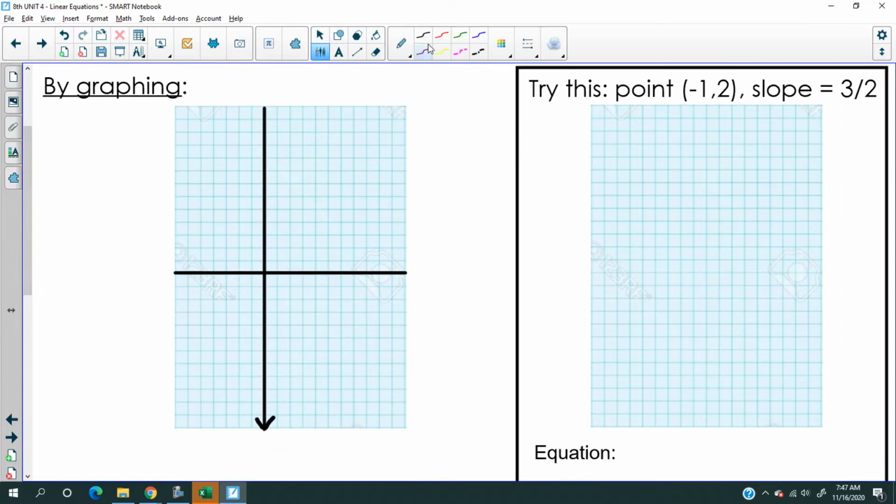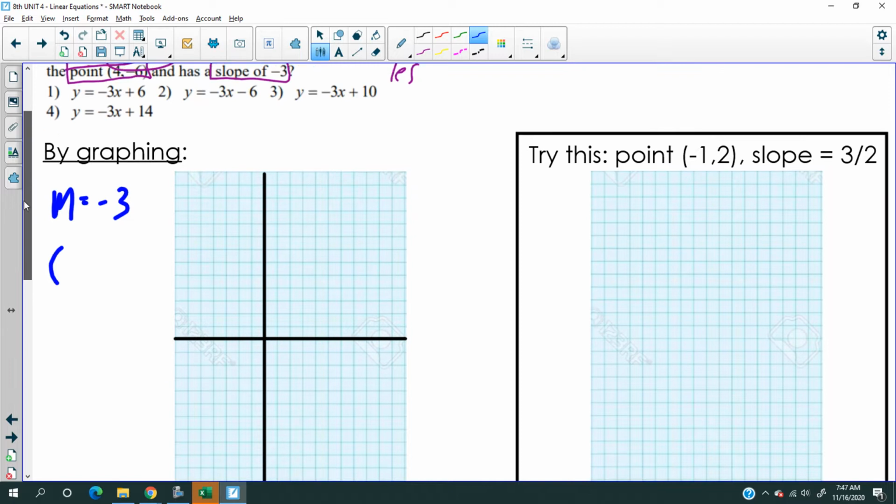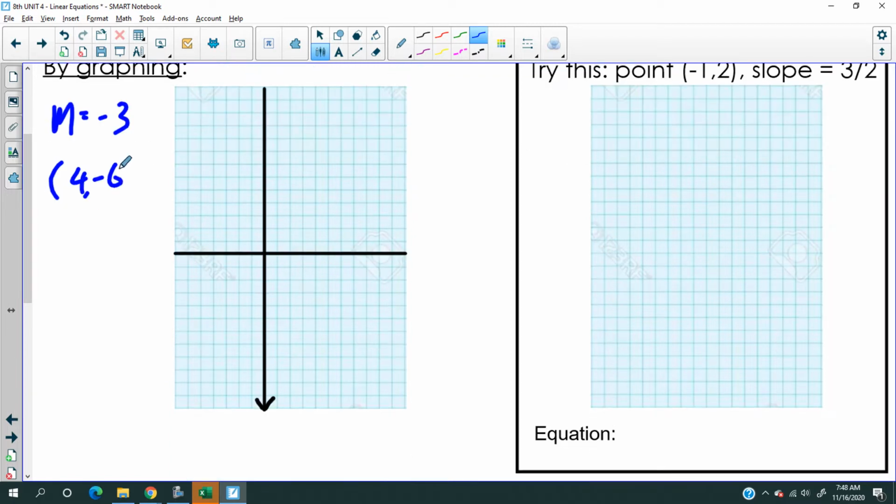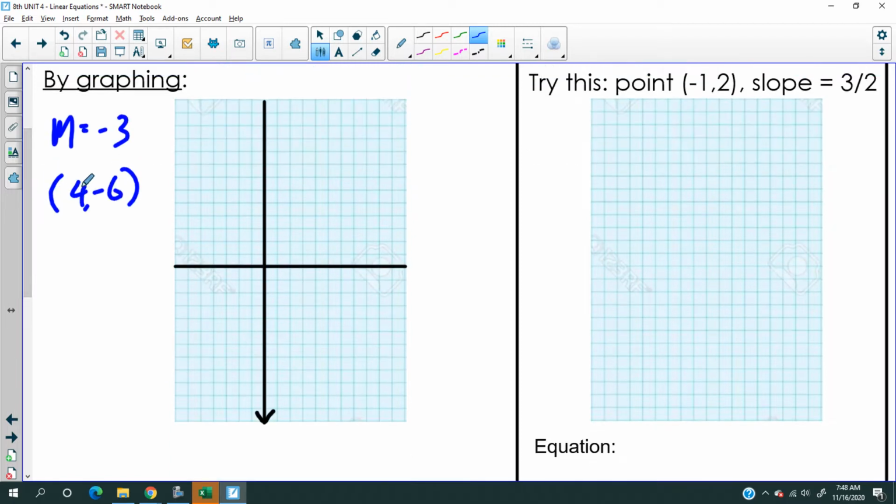So let's say we have a slope of -3, and one of the points is (4, -6). What you could technically do is graph the point first so that you have a starting point. So 1, 2, 3, 4, and 1, 2, 3, 4, 5, 6, which is right here. There's my point.